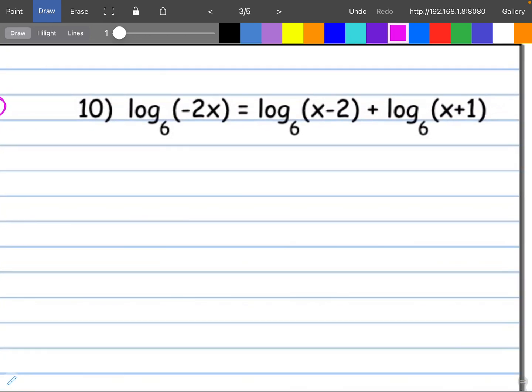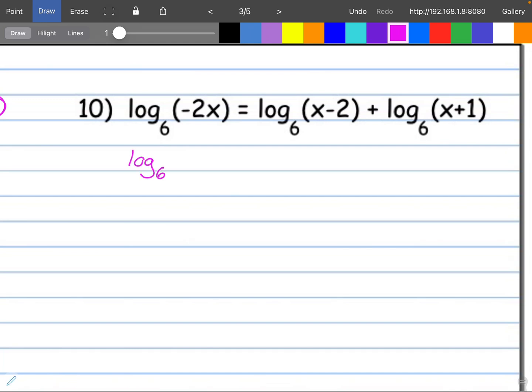Alrighty, now number 10 is going to take a little bit more work. So first of all, look at where all of your logs are. How many do you have on each side? And we see that we have one log on the left, but we have 2 logs on the right. So the question is, can those 2 logs on the right be condensed? Yes, because they're both log base 6.